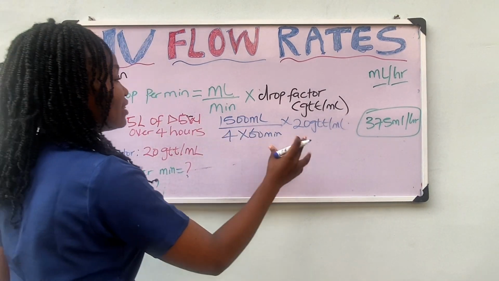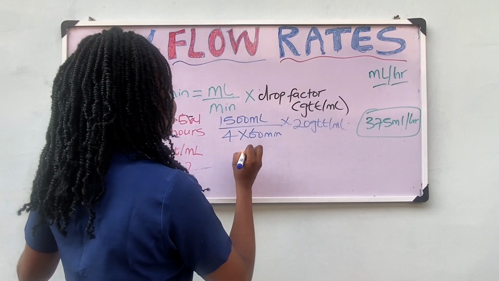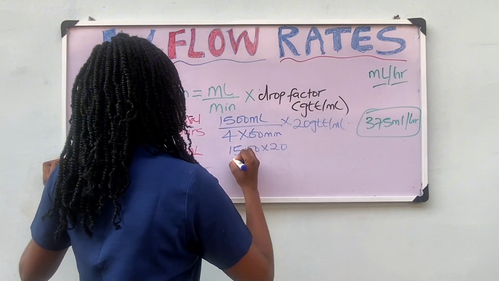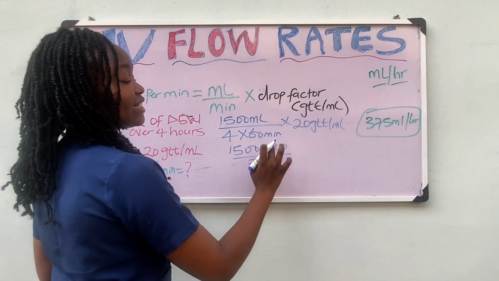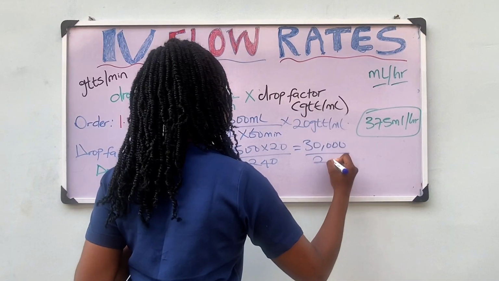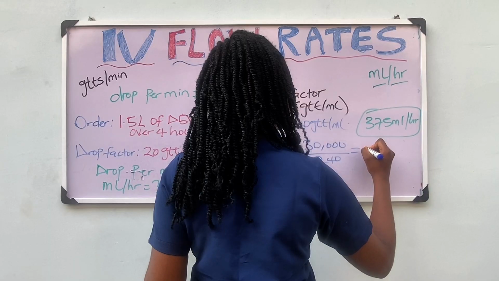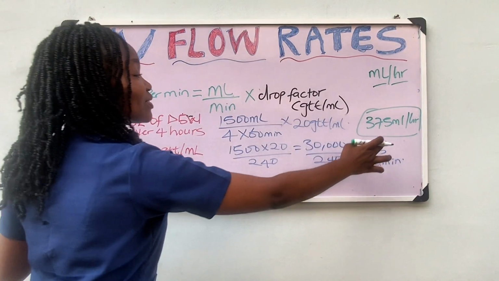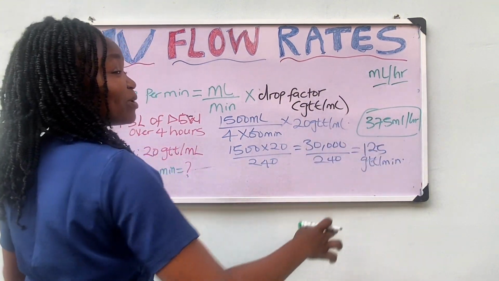So for us to divide that, let's make use of what we already have. We're going to have 1500 times 20 divided by 4 times 60, which will give us 240. 1500 times 20 is going to give us 30,000, divided by 240. 30,000 divided by 240 is going to give us 125 GTT per minute. Using what we got for our milliliter per hour, we can also cross-check if what we got for drop per minute is correct.